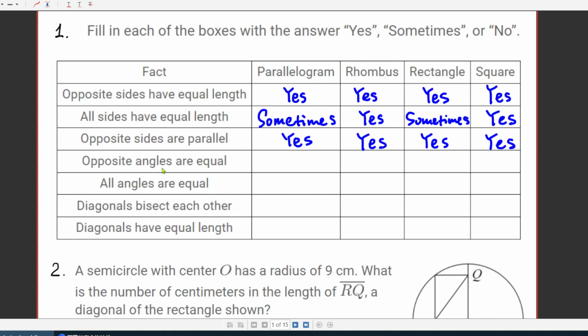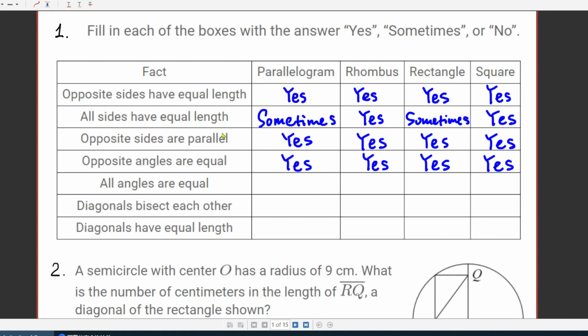Okay, for parallelogram, opposite angles are equal. Yes, this is a property of a parallelogram. For rhombus, this is also true. For rectangle, this is also true because all of the interior angles of a rectangle are 90 degrees. Of course, this is also true for squares, right?